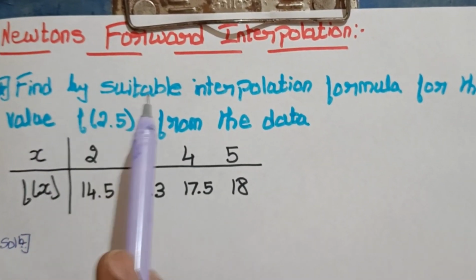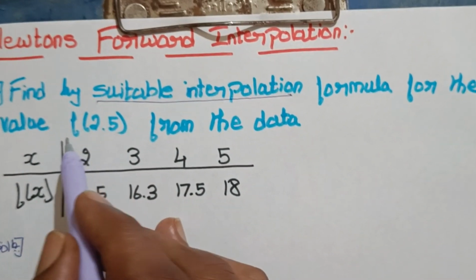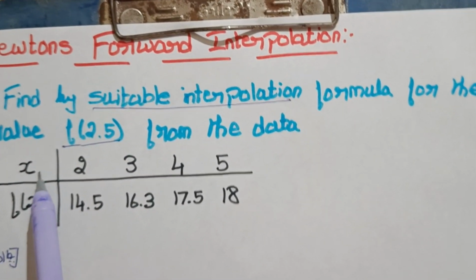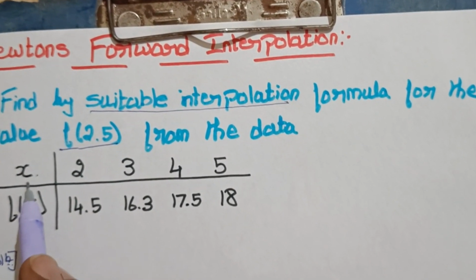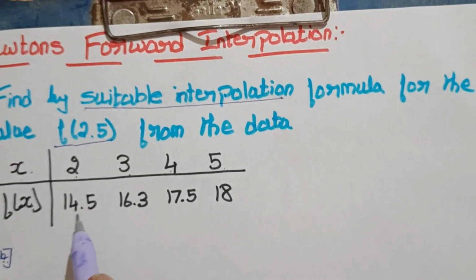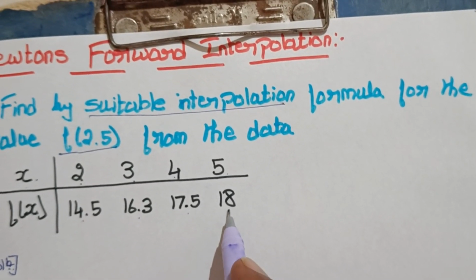That is, find the suitable interpolation formula for a value f of 2.5 for the data. The data is given as x as well as f of x. X is nothing but 2, 3, 4, 5. F of x values are 14.5, 16.3, 17.5 as well as 18.